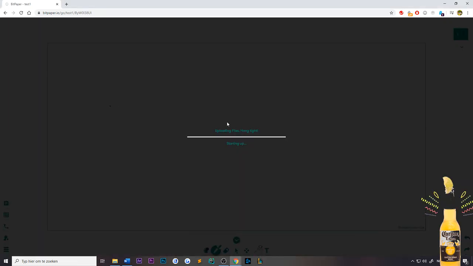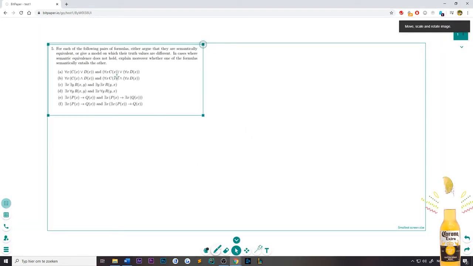Yes? Does that make sense? That's literally what you do. If it holds, it holds. If it doesn't hold, you give a counterexample. So question 5. Right, so this is question 5.